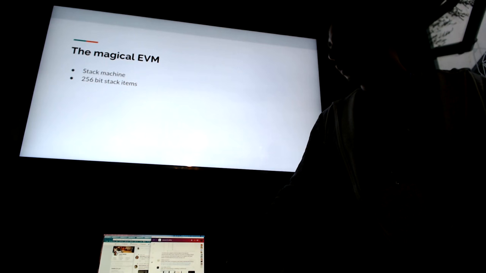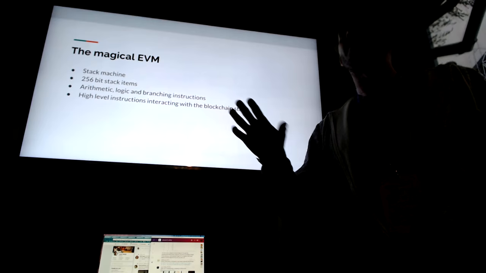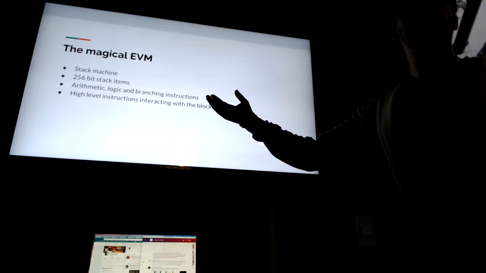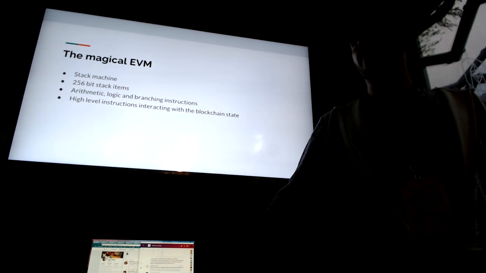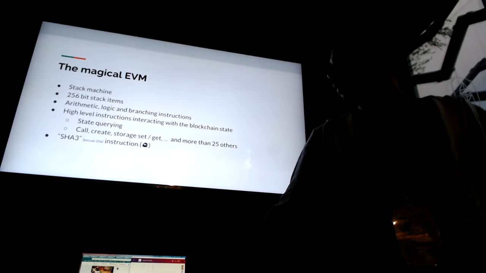it has all the basic instructions you would expect from a virtual machine, but it also has a lot of high-level instructions, which in many machines you wouldn't really put into the CPU. They would be part of a higher-level abstraction. But in the EVM, they are put into the CPU. So that's another design decision which kind of looks weird. These high-level methods are for interacting with the state. So these are all the calls and the storage. And then we have this instruction, which is super high level. It doesn't really make any sense.